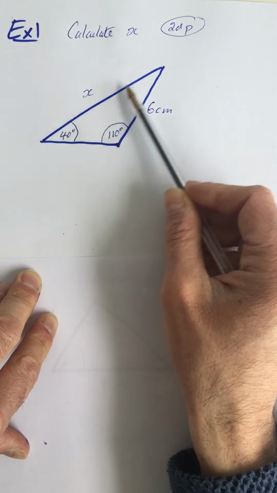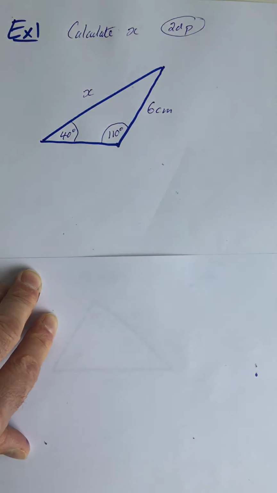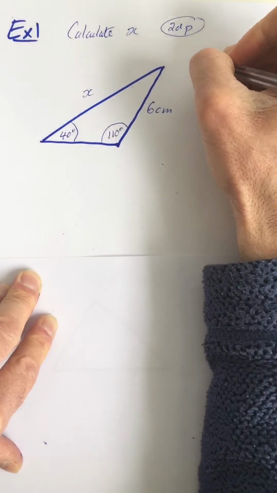Now, normally when we look at a triangle, we ask ourselves, can we use Pythagoras' theorem? Well, we cannot use Pythagoras' theorem here because this triangle is definitely not a right angle triangle. So no Pythagoras' theorem. Can we use SOHCAHTOA? The answer is no, for the same reason, it's not a right angled triangle. So then we try what's called the sine rule.